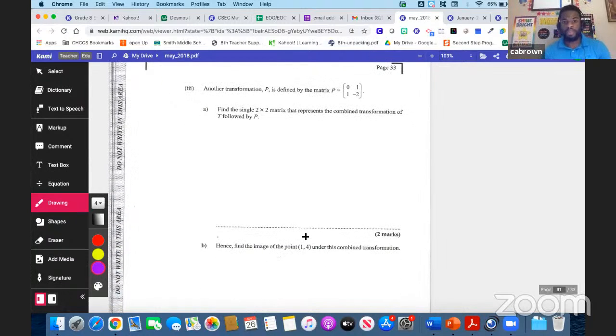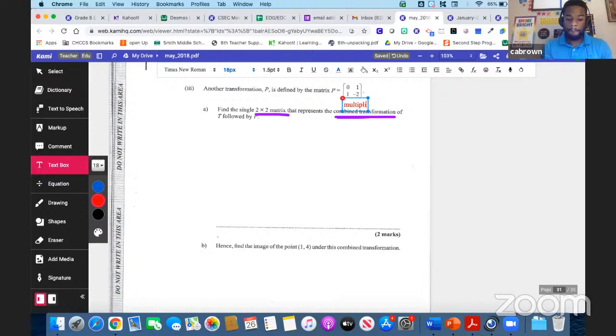Another transformation P is determined by the matrix P = (0, 1; 1, -2). We're asked to find a single 2 by 2 matrix that represents the combined transformation. Whenever we hear the words combined transformation, it means that we're going to be multiplying.